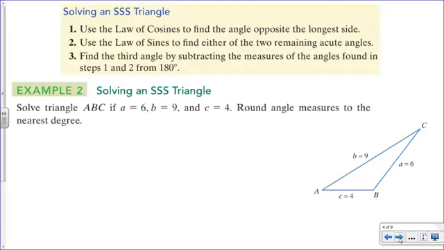Next is solving an SSS triangle, which means side, side, side. And we're going to use the law of cosines to find the angle opposite to the longest side. And we're also going to use the law of sines after that to find either of the two remaining acute angles. All right. Now, the third angle will be found by subtracting the two angles found from 180. So, again, we have a picture for it, and we're going to solve for the angle opposite to the longest side. So that will be A, correct?